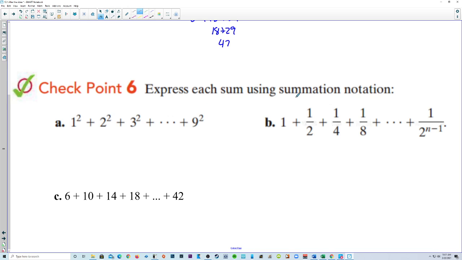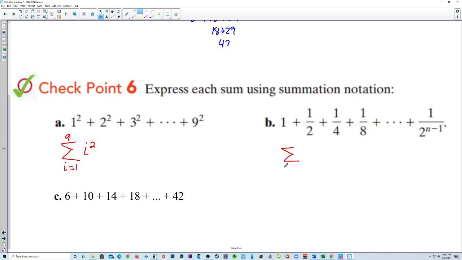Express each sum using summation notation. So that's sigma notation. We're going to go I, or sometimes you use K, I equals 1 to, it looks like 9. It looks like 1 squared, 2 squared, 3 squared, so we're adding up I squared. That's the pattern for this one.